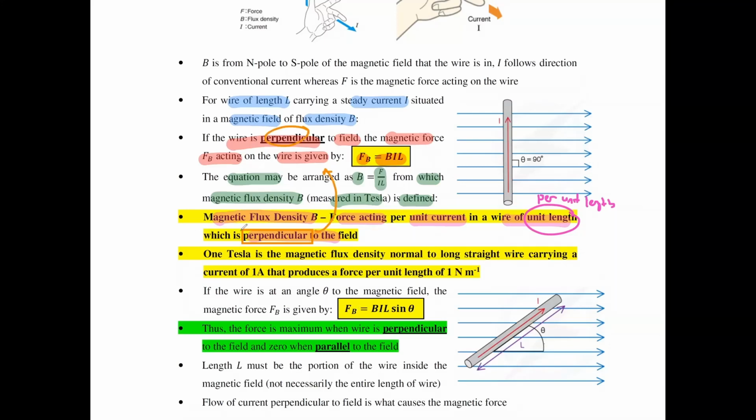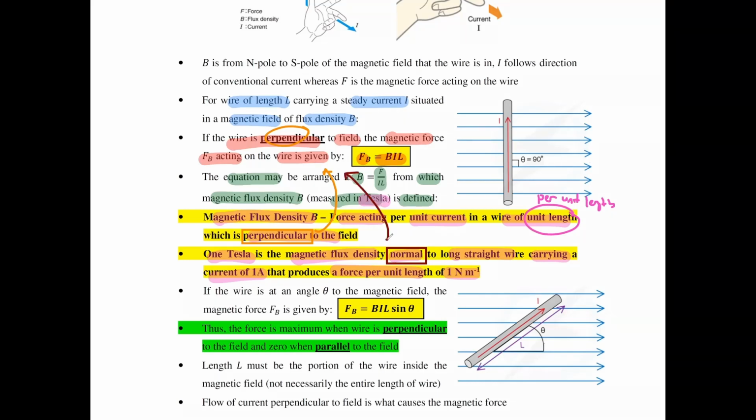So this one is talking about the definition of the physical quantity, but what about the definition of the unit, the Tesla? 1 Tesla is the magnetic flux density normal to a long straight wire carrying a current of 1 amp that produces a force per unit length of 1 Newton per meter. Okay, so here, notice that one of the things you should also include is that the magnetic flux density must be normal to the long straight wire. Normal here already means perpendicular, because it also came from this equation.